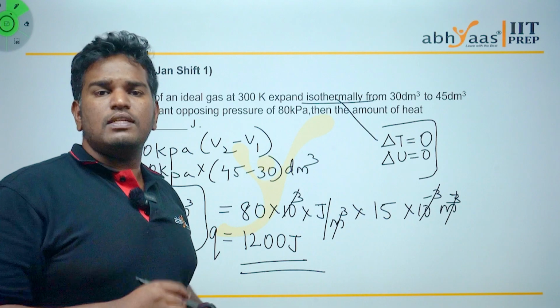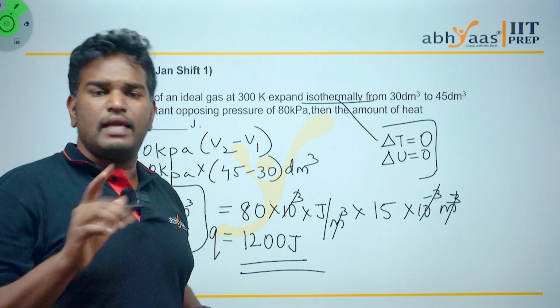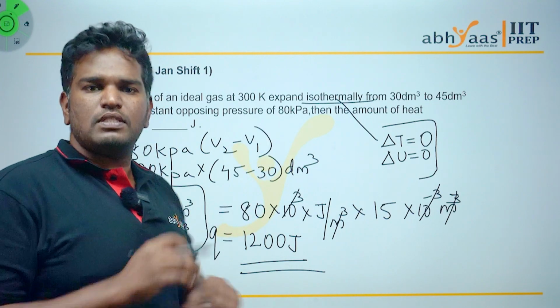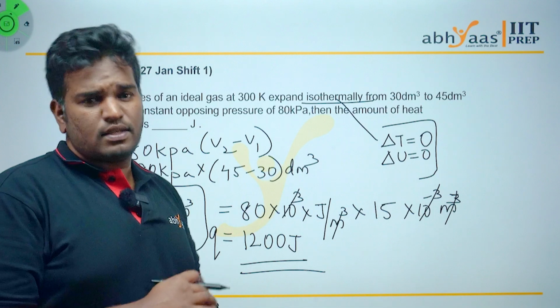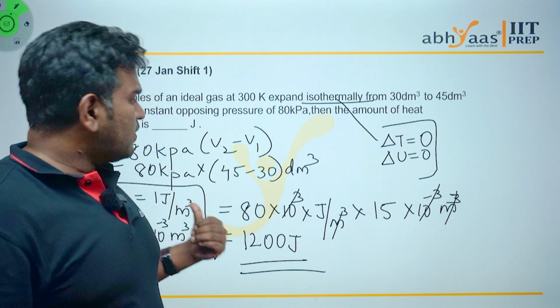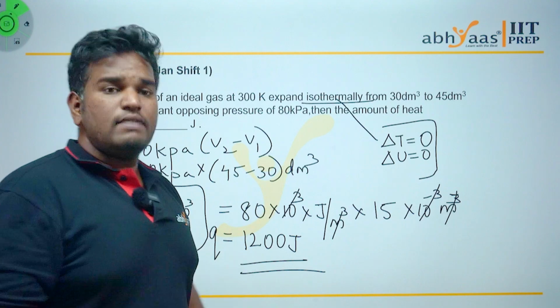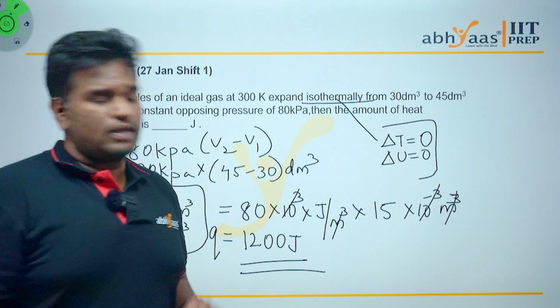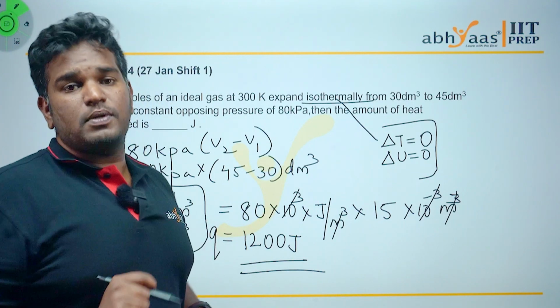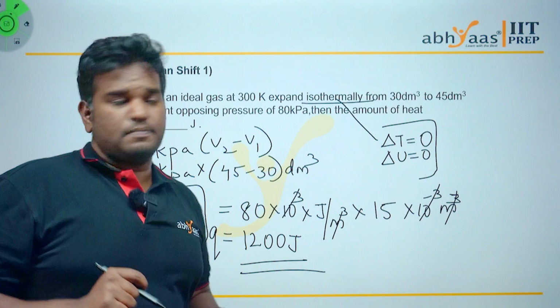So I hope you have understood how we have arrived at the answer. First of all, we are using the first law of thermodynamics. From that, as it is an isothermal process, we are taking delta U as 0. Then from these given values, we are finding what is W, right? And after that, we are going to the answer of Q. Right. So I hope you understood this particular question and its answer.